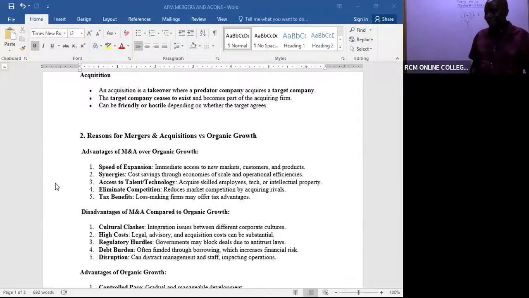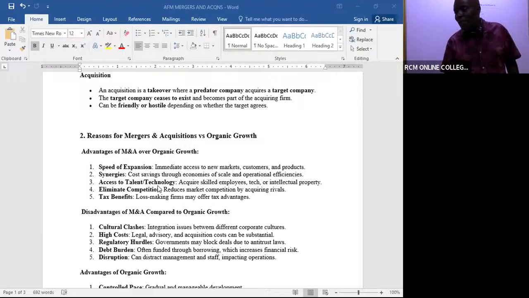Synergy: cost savings through economies of scale and operational efficiencies. Then we have access to talent or technology. Acquire skilled employees, technology or intellectual property. So access to talent or technology.